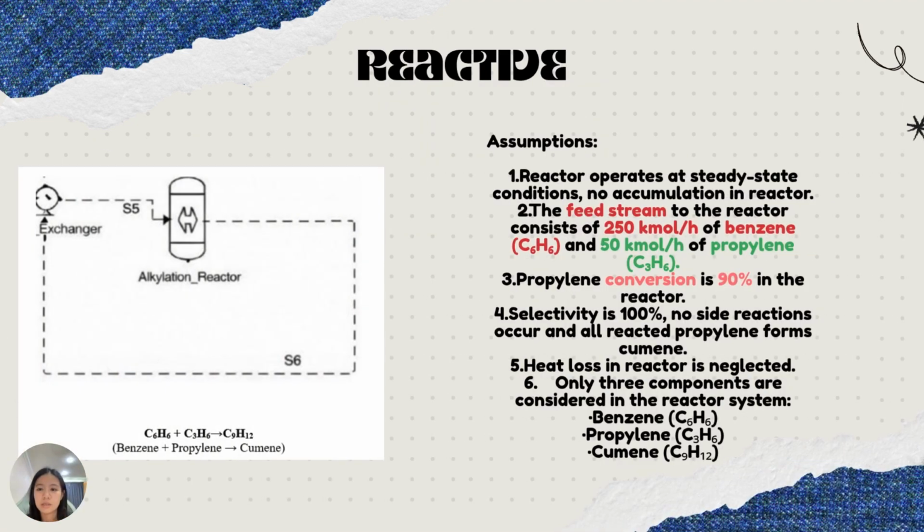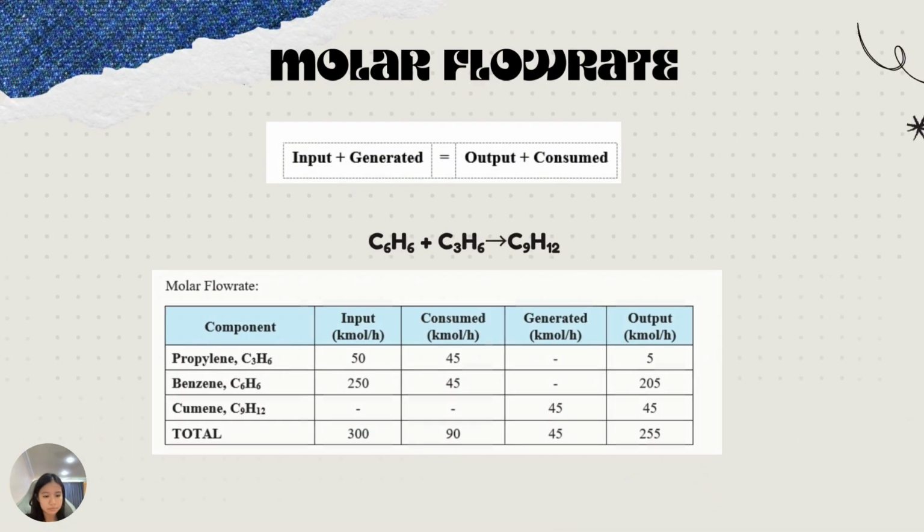Moving on, I will now talk about the reactive system as well as the energy balance for both reactive and non-reactive systems. For the reactive system, we have chosen the alkylation reactor as our component. We assume the reactor operates at steady state, where the feed stream to the reactor is 250 kmol per hour of benzene and 50 kmol per hour of propylene, where the propylene conversion is 90% in the reactor. Only 3 components are considered in the reactor, mainly benzene, propylene, and cumin.